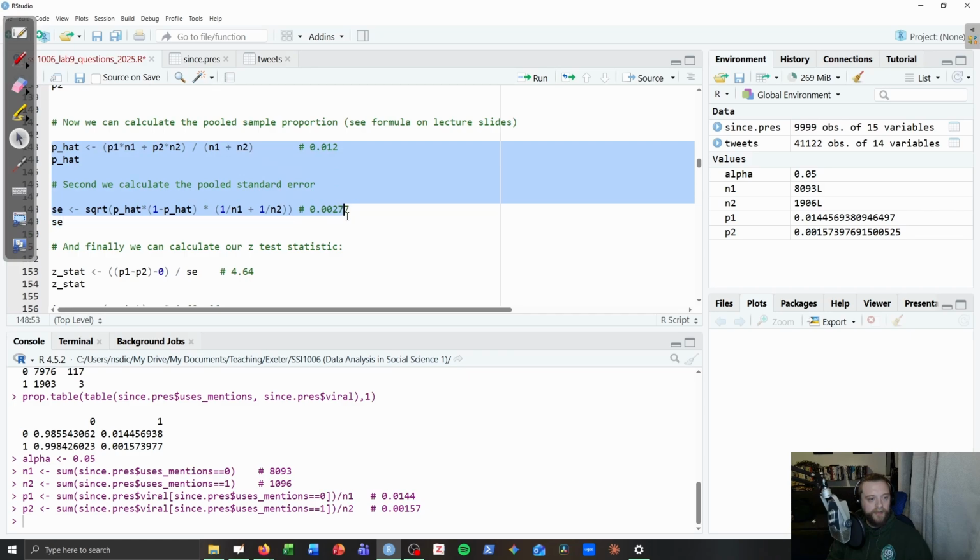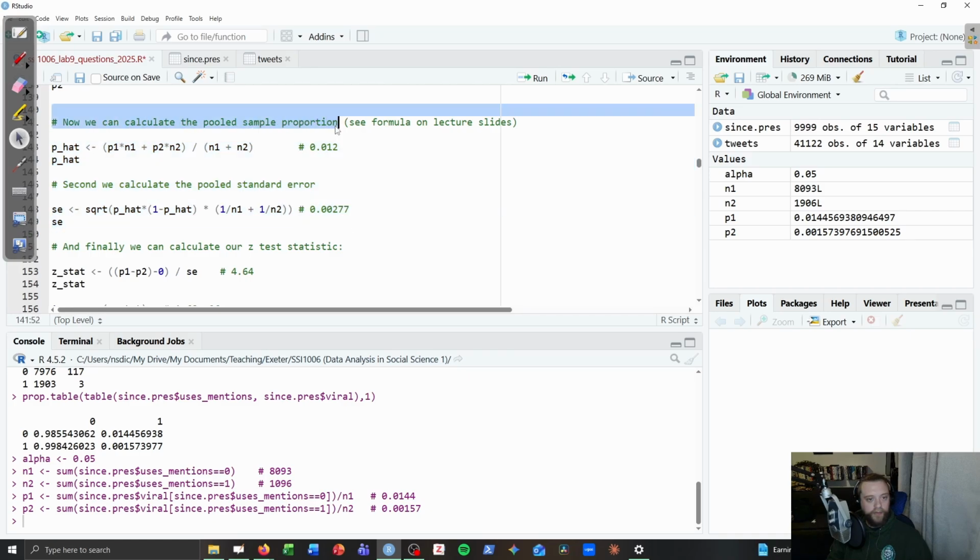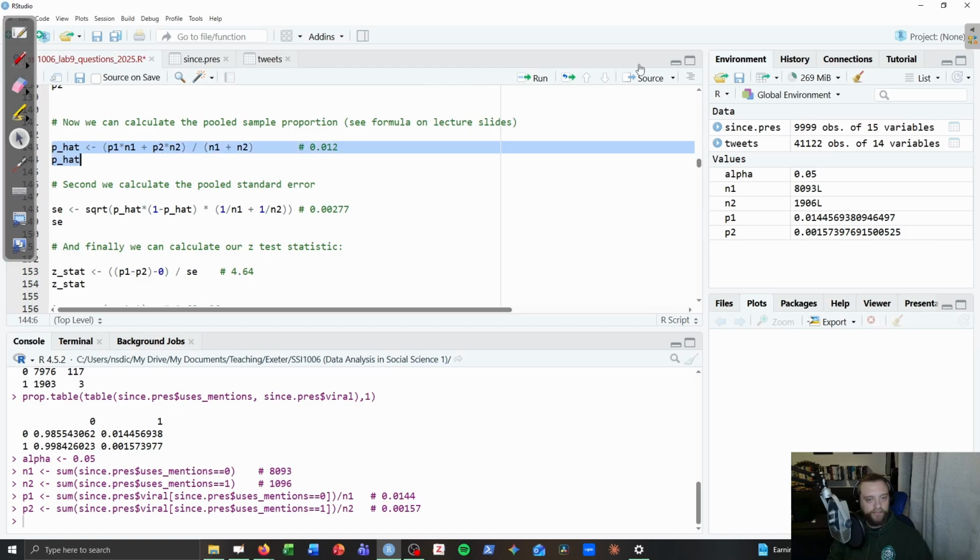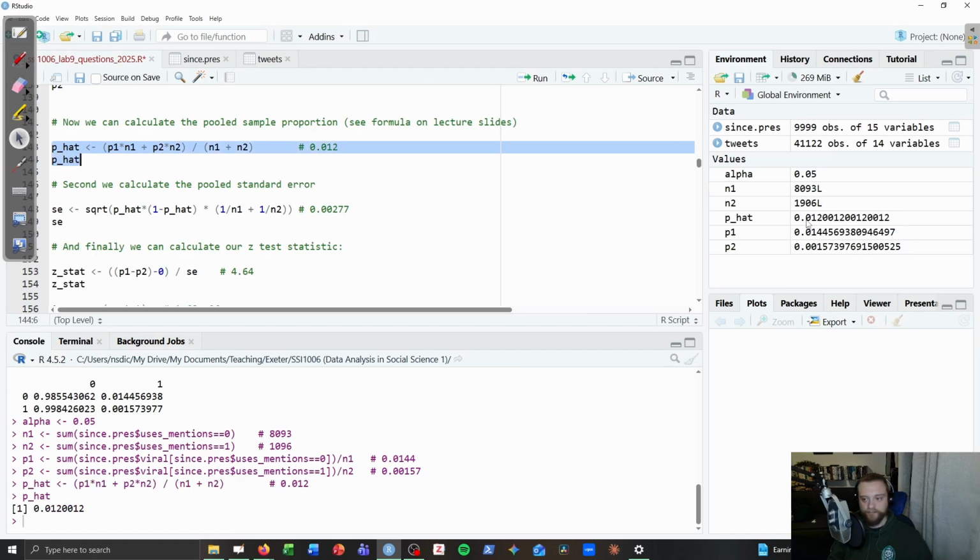Now we then just need to put those together. So firstly, we create what we call a pooled sample proportion. So we use our P1 and N1 and our P2 and N2. We multiply them together and add them up and divide them by the total N. We call this a P-hat.